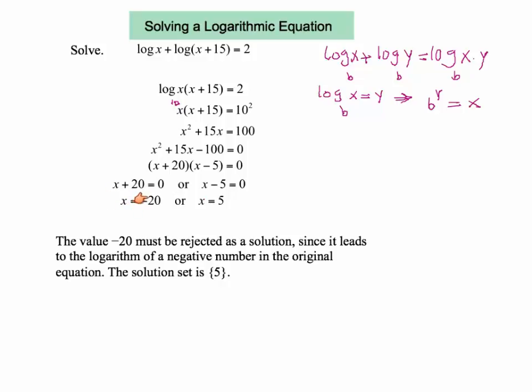Now, the value negative 20 must be rejected as a solution, since it leads to the logarithm of a negative number in the original equation. So the only solution we have is 5.